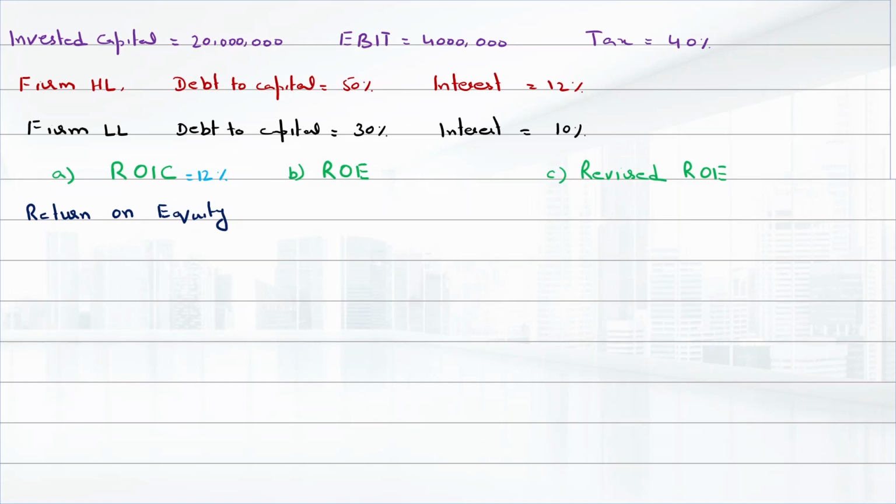Return on equity is a ratio used to analyze the performance of a company. Its formula is net income divided by total equity.